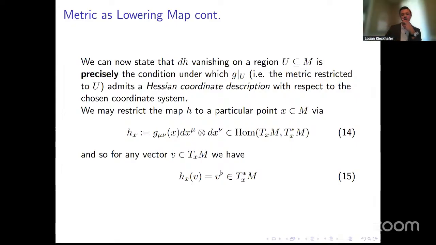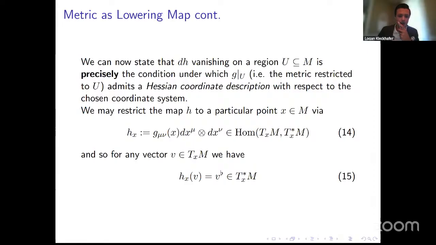The reason why I say Hessian coordinate description is because normally the Hessian condition is defined in terms of covariant derivatives. But here we're using coordinate derivatives. So this Hessian condition is going to depend on our coordinate system.